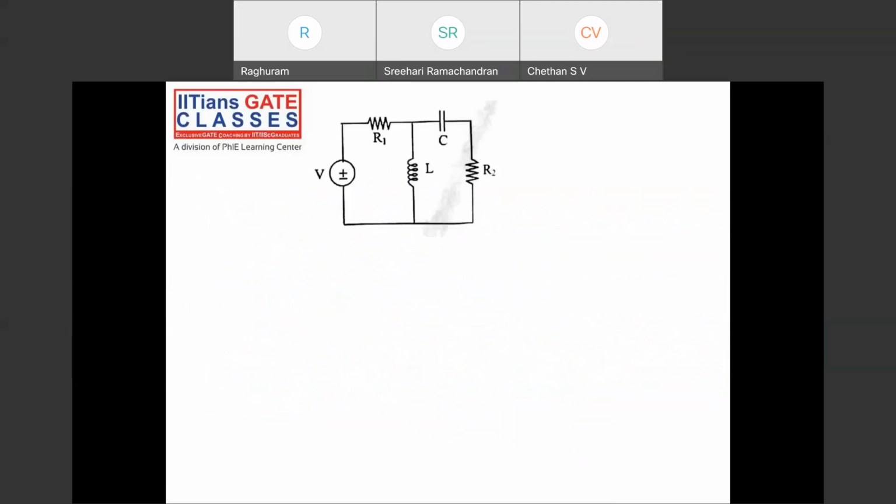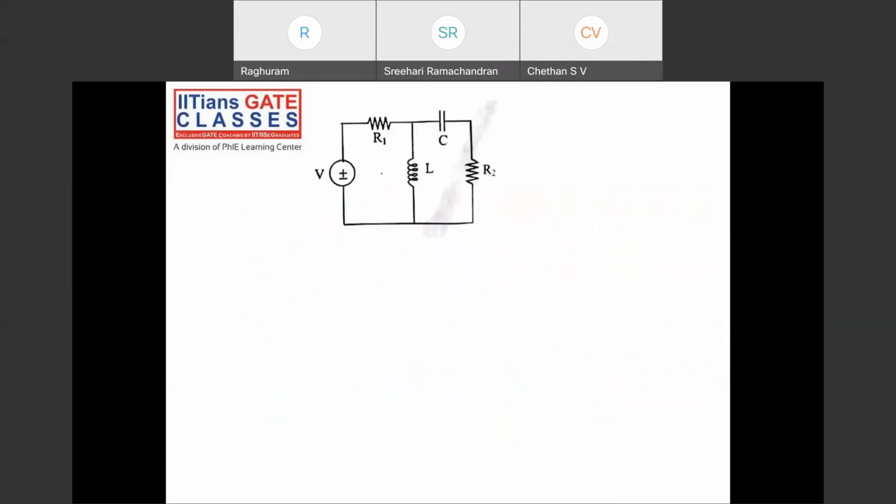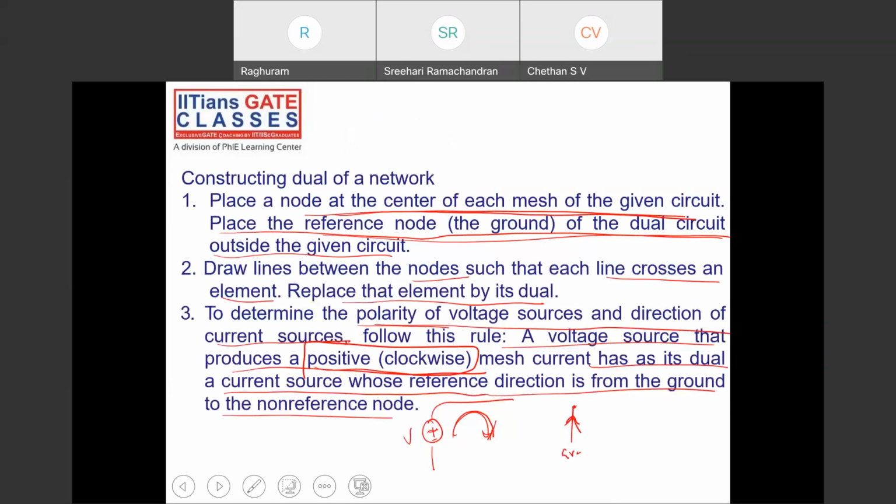Everyone, see here what you have to do. First step, place a node at the center of each mesh and place a reference node outside the given circuit. There are two meshes, so I place two nodes. I'll call them 1 and 2, and a reference node outside. Next, draw lines between the nodes such that each line crosses an element. Replace that element by its dual.